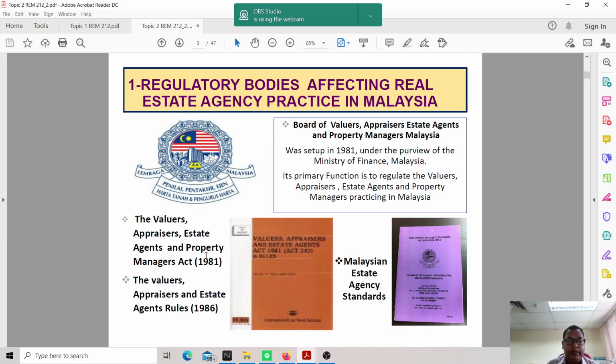Okay. Besides that, we also have the rules, which is the Valuers, Appraisers and Estate Agents Rules 1986. It's not the Act, it's the rules. And then, of course, from that, the Board of Valuers have derived the Malaysian Estate Agency Standard. So these two documents are compulsory for you to have and refer to, and we will also be using them for our subject for this semester.